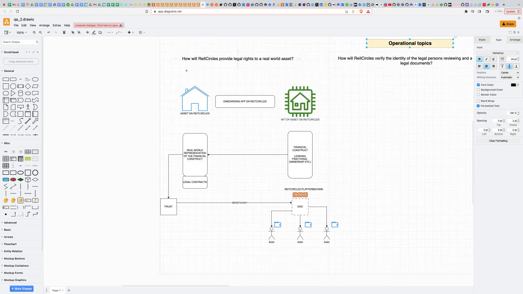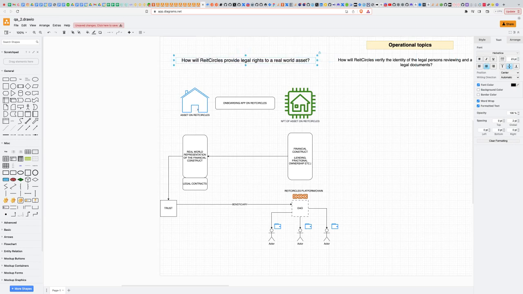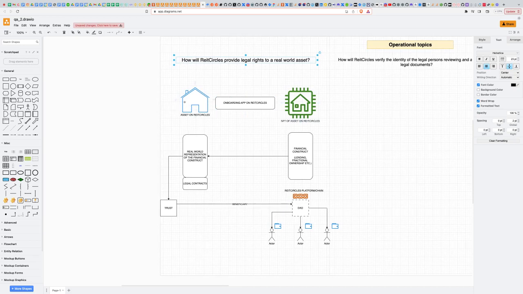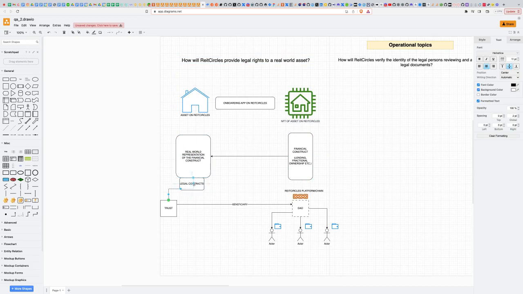So, how will REIT circles provide legal rights to the real world asset? As I explained in the last video as well, every asset on REIT circles, when it is onboarded, has an NFT created out of it, just like we are going from left side to the right side, that we are digitizing the property. At the same time, when we have to do lending, we have to also connect it to the real world. And the way we do it, again, I repeat, is that we create real world legal entities because they are the representation of all real world stuff that we do, especially financial stuff.